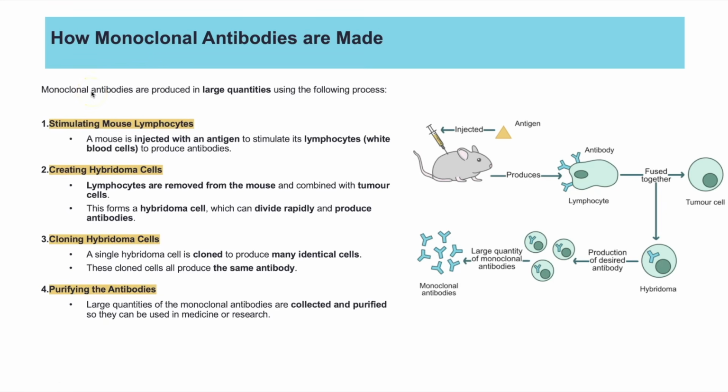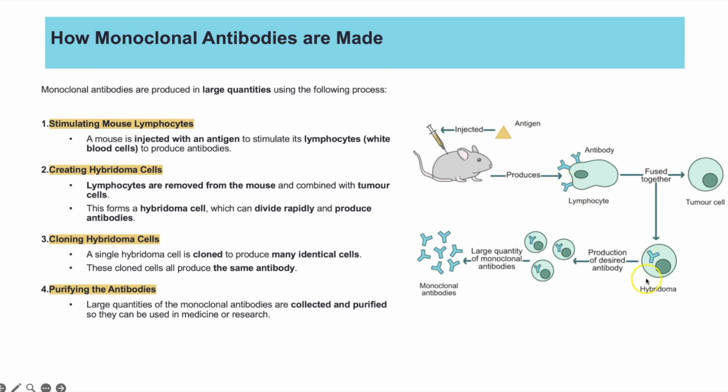Well, we make them in large quantities, and we're going to look at the uses on the next slide, but we want to create a large quantity of these monoclonal antibodies. So step 1 is stimulating the mouse lymphocytes, because the mouse is going to be like our production center. A mouse is going to be injected with the antigen that you want to make antibodies against. So it's going to be injected into the mouse. The mouse's white blood cells, specifically a lymphocyte, will then produce antibodies against that antigen, meaning complementary in shape.